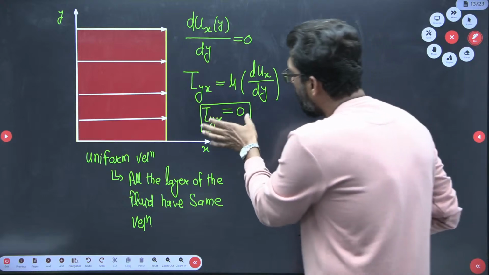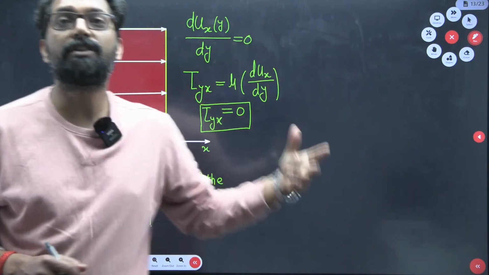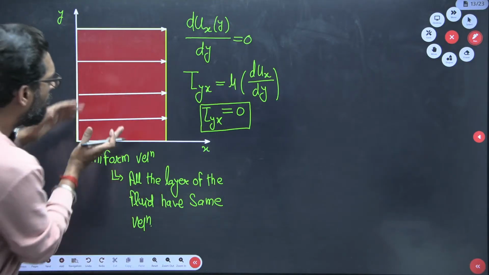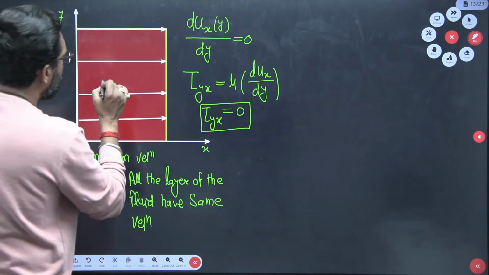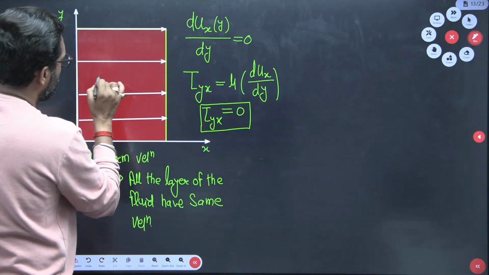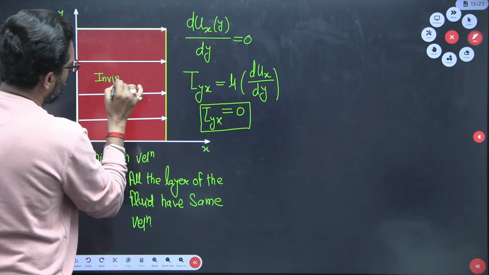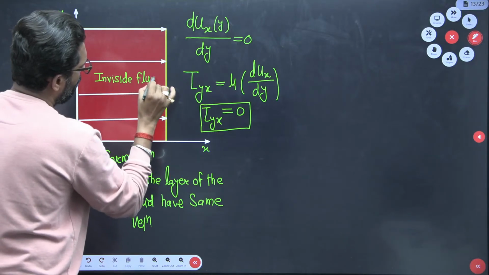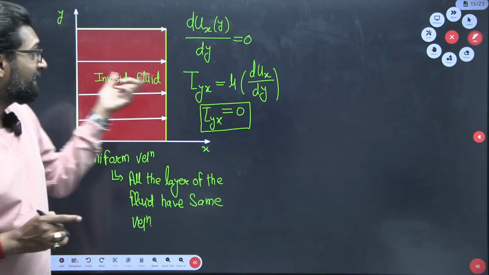So if there is a 0 shear stress, we cannot say that this is a viscous fluid. So these are the inviscid fluid. Why? Because there is no momentum transfer. So this is your viscous fluid, inviscid fluid. Inviscid fluid. My dear, in inviscid fluid, it is not like the viscosity is 0.